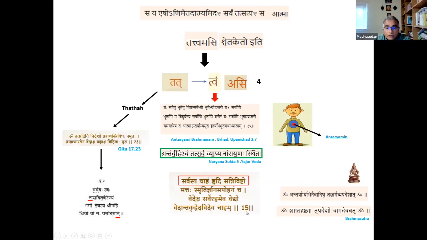Okay, and we have this verse in chapter 15, isn't it? The 15th chapter, so the Gita also talks about it. Sarvasya cha aham hridi sannivishtaha. I am inside everybody's heart. Antaryami. And again, Vedavyasa comes to the rescue here. There are two sutras. He has given the rules for interpretation. Antaryami adhidaivadishu tad dharma vyapadeshat. Shastra drishtya tu upadesho vamadevavat. I will come to this in the next verse. This sutra is very, very important. Shastra drishtya tu upadeshaha vamadevavat.